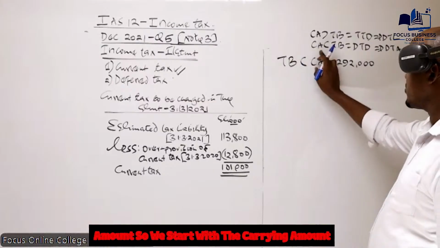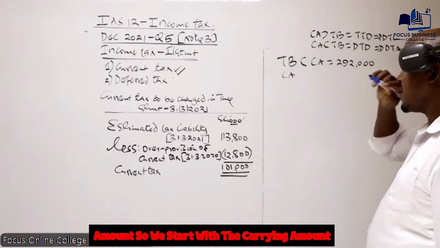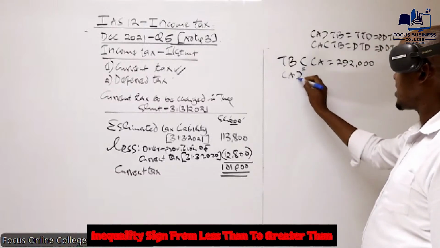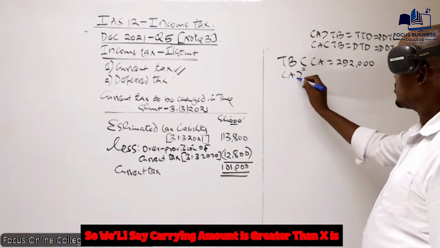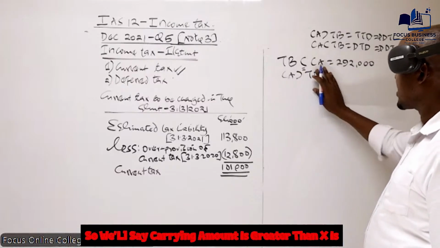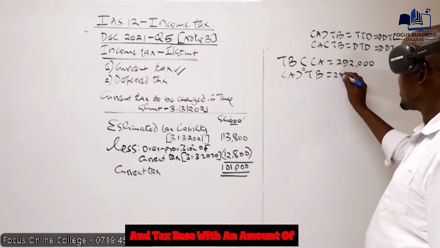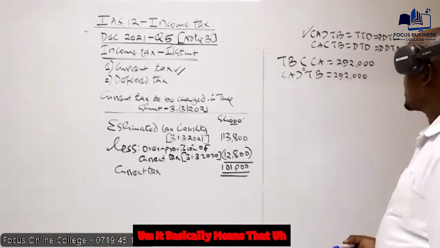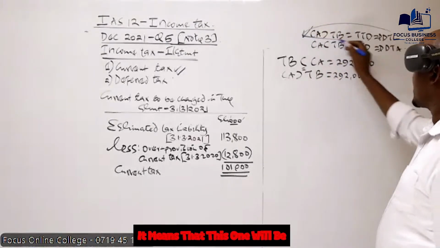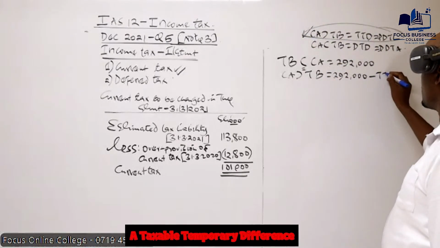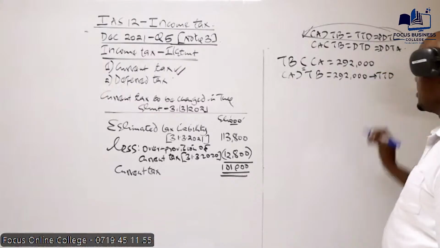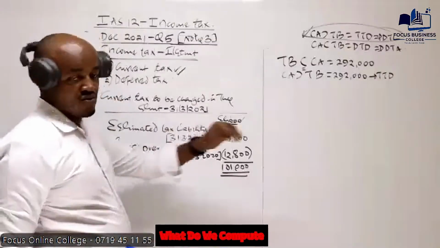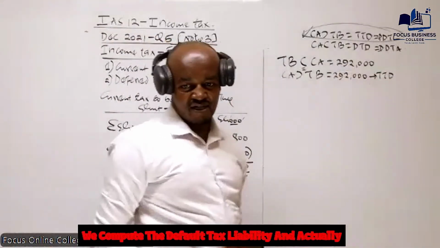So for us to determine whether this is taxable or deductible, we start with the carrying amount. Automatically, we change the inequality sign from less than to greater than. So we say the carrying amount is greater than the tax base, then the tax base with an amount of 292. If that is the case, then this will be a taxable temporary difference. So if it is a taxable temporary difference, what do we compute? We compute the deferred tax liability.